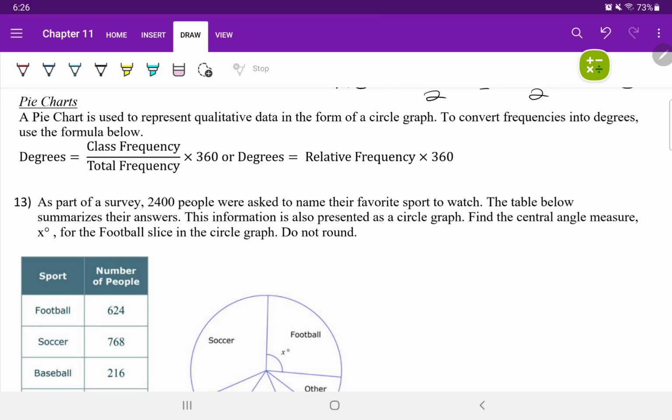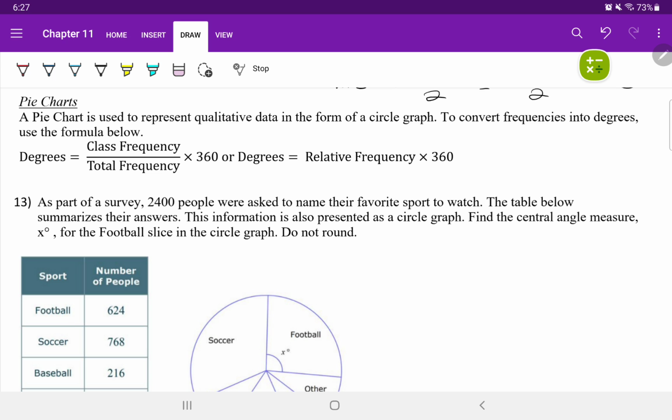Now, think back to geometry or even other classes. We know a circle has a total of 360 degrees, right? Which means each slice of the pie will be a fraction of 360 degrees. And when I add up each slice of the pie, that should give me a total of 360 degrees. A pie chart is used to represent qualitative data in the form of a circle graph.